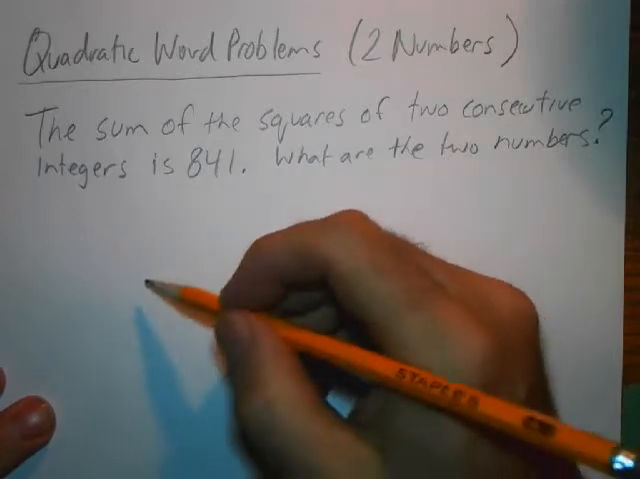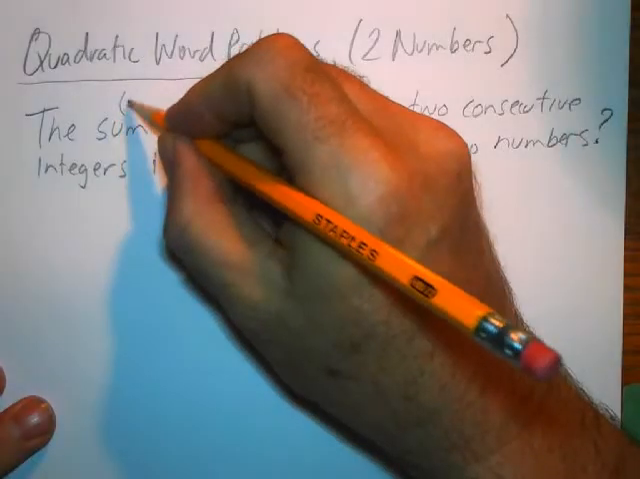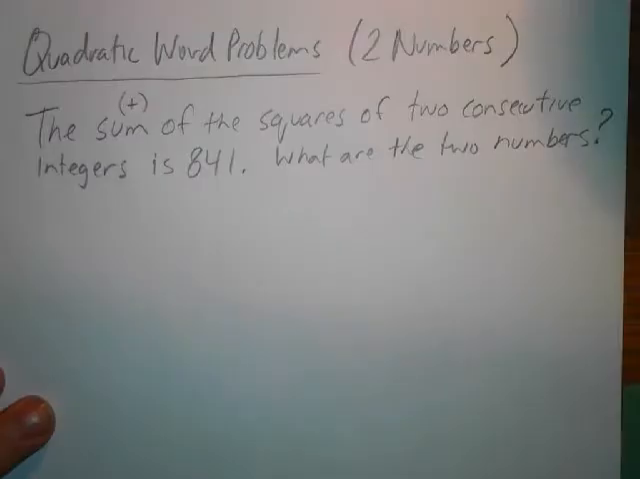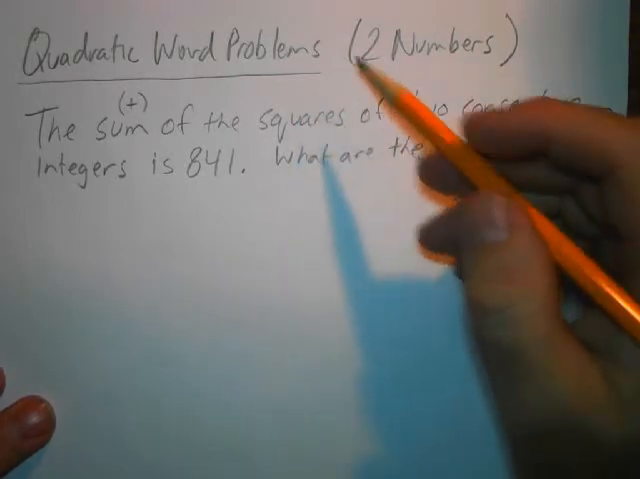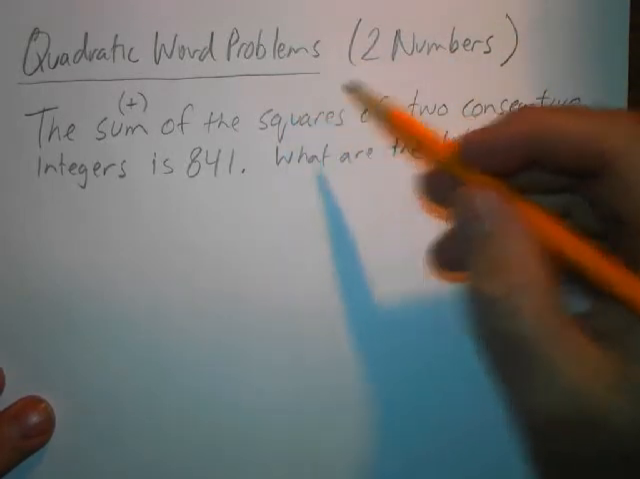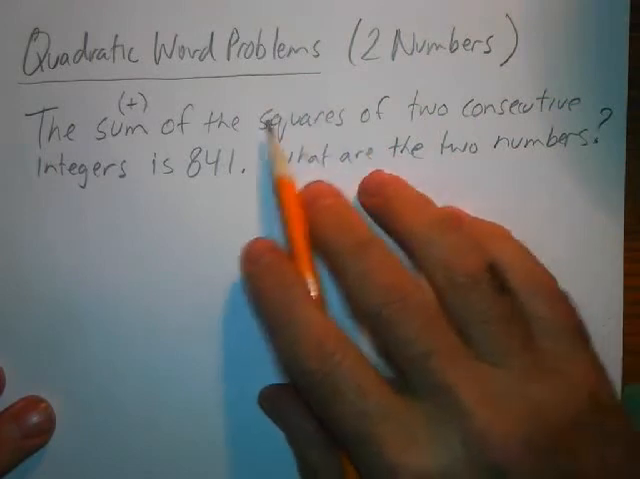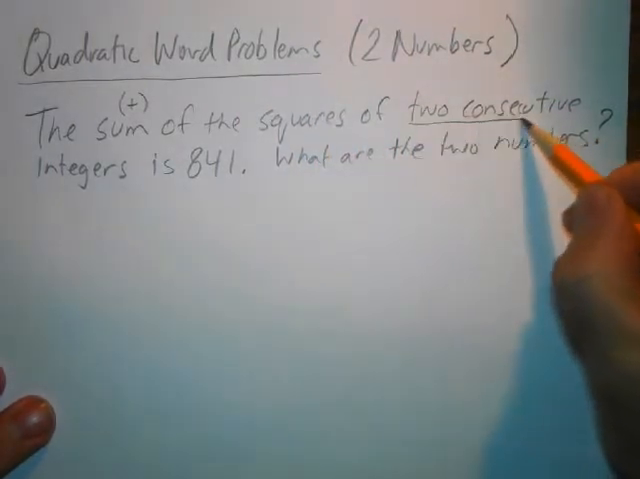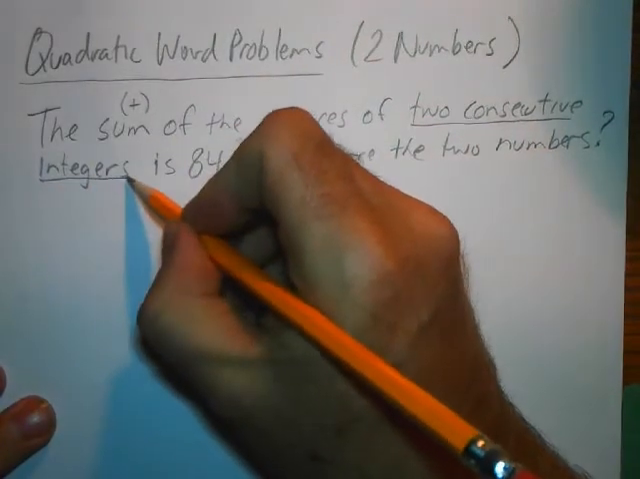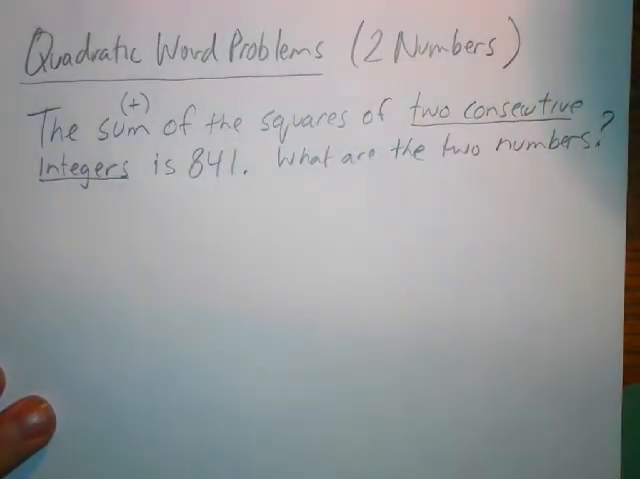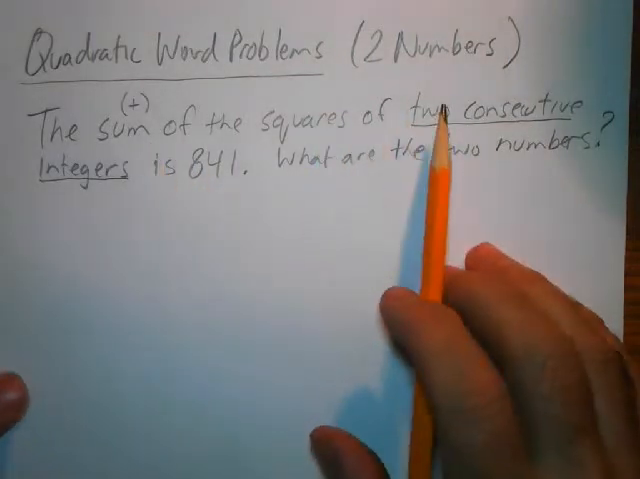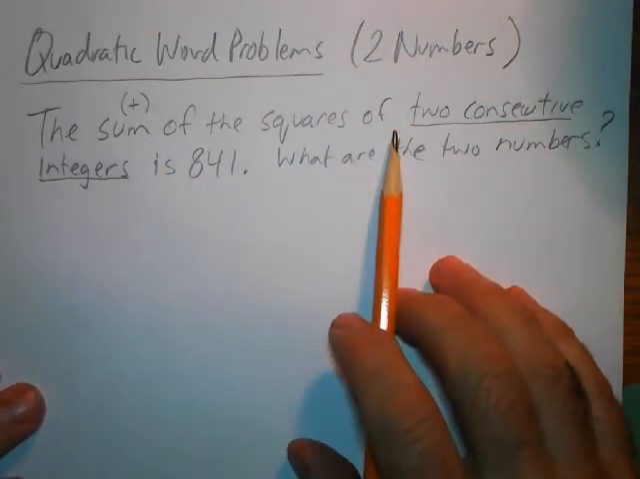So things like the word sum. Okay, so sum is just when you're adding things. So replace that with the symbol plus. So the sum of the squares. So we're squaring two things together. What are we squaring? We're squaring two consecutive integers. Okay, so that's really important. So we're taking each of these integers, we're squaring it, and then we're adding the two together.